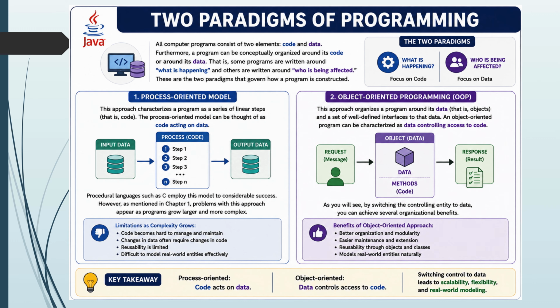The benefits of the object-oriented approach are better organization and modularity, easier maintenance and extension, reusability through objects and classes, and natural modeling of real-world entities. Key takeaway: process-oriented means code acts on data. Object-oriented means data controls access to code. Switching control to data leads to scalability, flexibility, and real-world modeling.